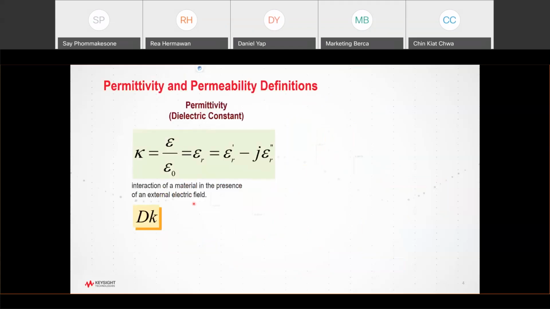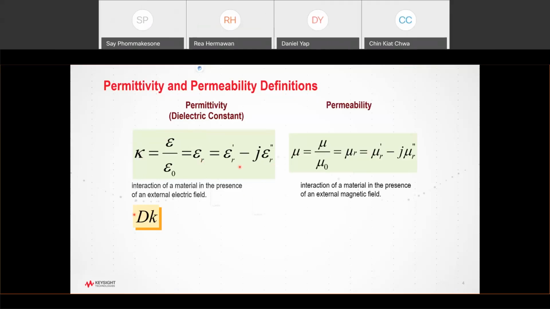Permittivity, also called dielectric constant, describes how a material interacts with an electric field, which is represented by the letter K, equal to the absolute permittivity over the permittivity of free space. It consists of two components, one called the real part of the permittivity and another called the imaginary part of the permittivity. It is also called DK as well.